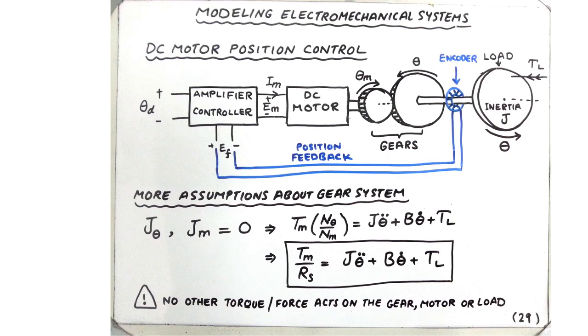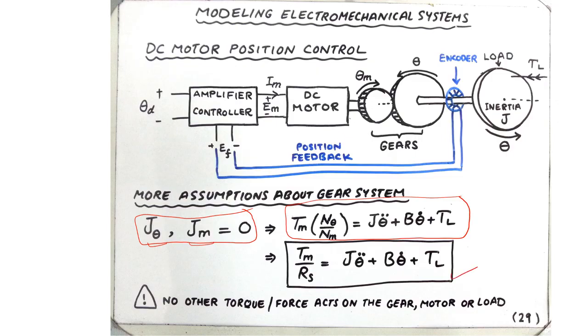Finally, yet another assumption: we are going to assume that the gear inertias are also negligible. Therefore, we're going to set J theta and Jm equal to 0, which will significantly simplify our equation, in which the J theta and Jm terms will be set equal to 0. The final expression is shown here.